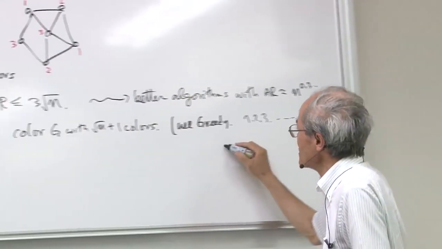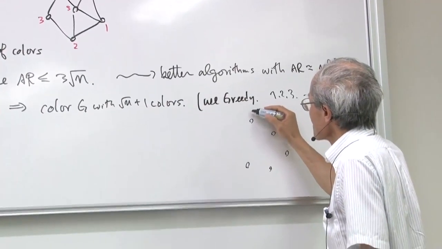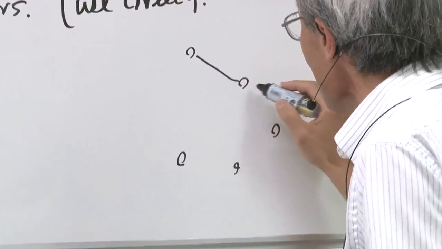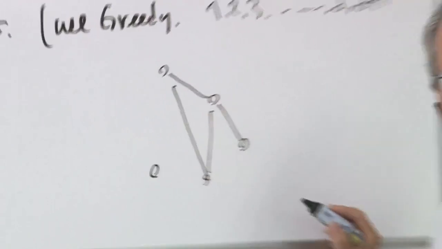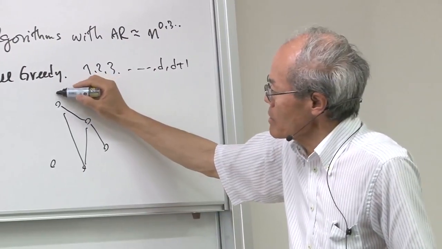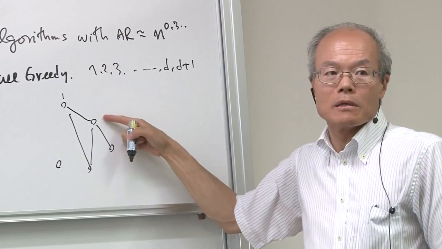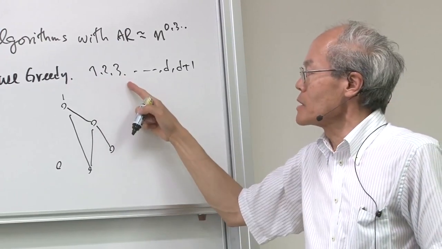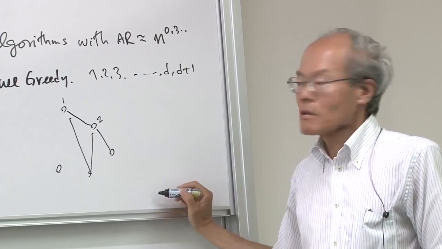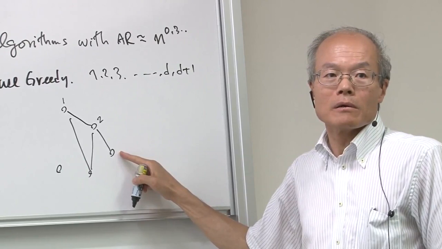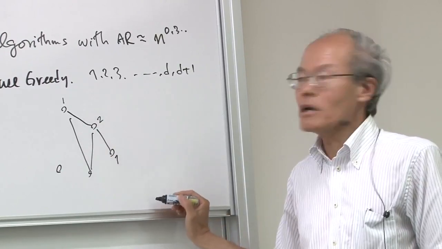For example, use the first vertex, color 1. The second vertex, greedy, from left to right. We can't use 1, then use 2. The next one, greedy, you can use 1. OK, next one.